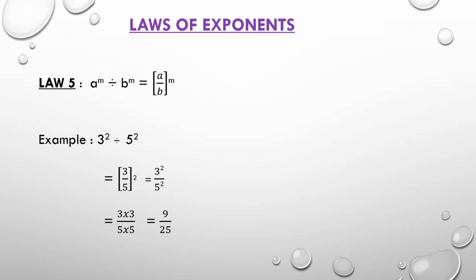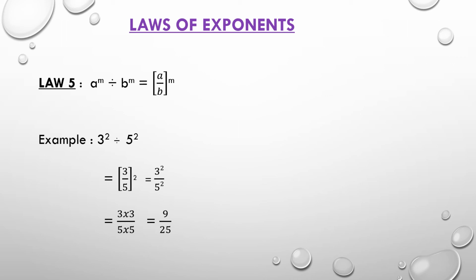Let's come to law number 5, which is a raised to the power m divided by b raised to the power m is equal to a upon b raised to the power m. Now you can see children, again here we have bases different, a and b, and powers are same, m, but there is a division sign between them. So whenever there is a division sign between them, we will divide the bases. That means a upon b, and we'll write a common power, that is m. So it will become a upon b raised to the power m.